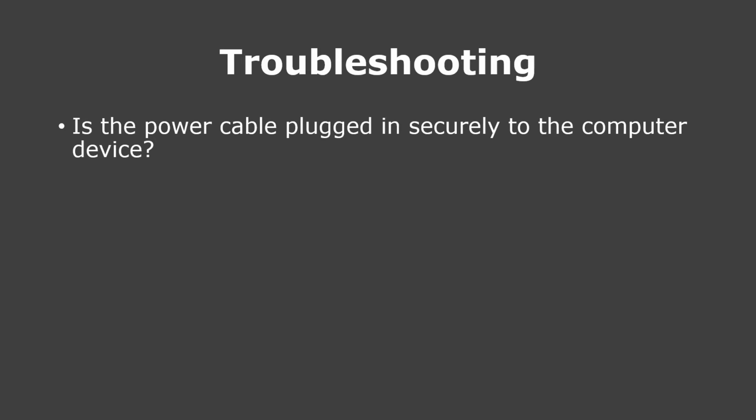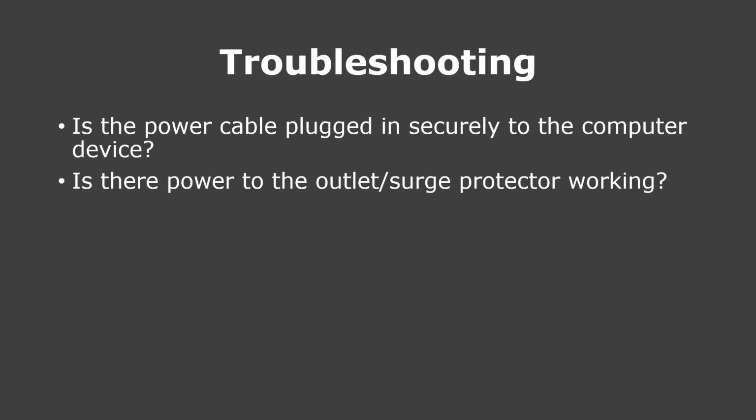Our first step is the most basic. Is the power cable plugged into the device securely? Check the power cable connection on the back of the desktop computer, as well as its connection to the power outlet. Is the power to the outlet and/or surge protector confirmed working? You can use any device, such as a light or phone charger, to check the power of the outlet you are using, or check the light on the surge protector to make sure it's on.